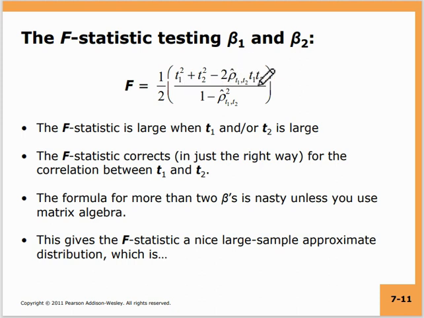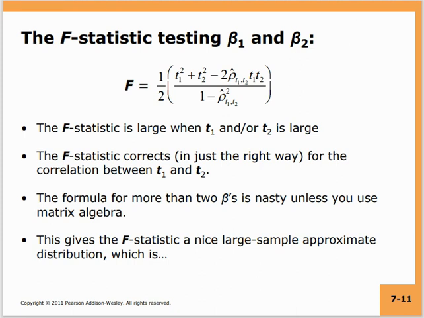So if the correlation between T1 and T2 is small, then the denominator will also be small, because 1 minus correlation square, and then overall, if the correlation is small, then the F statistic will be large. So the F statistic corrects in just the right way for the correlation between T1 and T2. The formula for more than 2 betas is nasty unless you use matrix algebra, so we are not going to consider that. So this gives the F statistic a nice large sample approximate distribution.